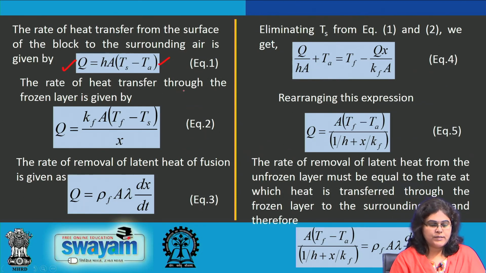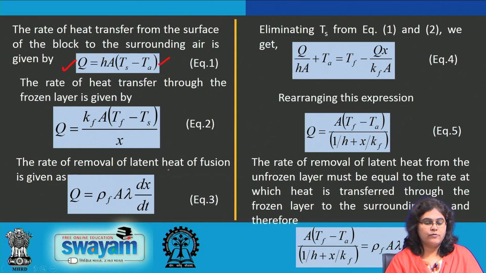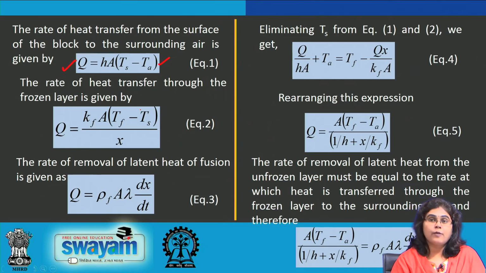The rate of heat transfer through the frozen layer is governed by Fourier's law of heat conduction, and according to Fourier's law of heat conduction we can write Q is nothing but equal to Kf, thermal conductivity of the frozen layer, into A (Tf minus Ts) upon x.